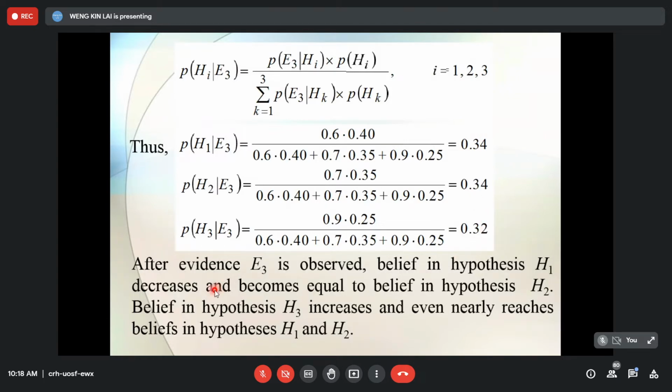Now, what can we say about these values? You see that after the evidence E3 is observed, that means you observe E3, the belief, that means the probability of H1 being true based on E3 being true first, in hypothesis H1, H2, H3, decreases and becomes equal to the belief in hypothesis H2, right? Now, belief in hypothesis H3 increases, and nearly reaches the belief in hypotheses H1 and H2.